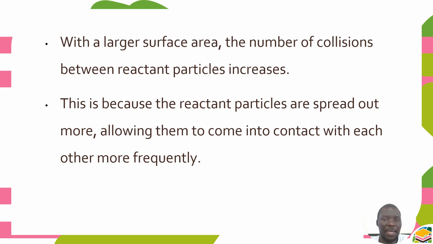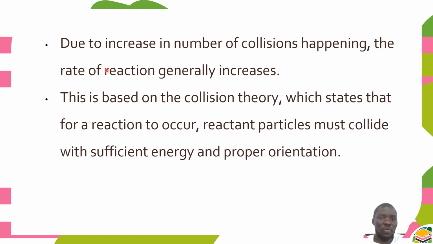With large surface area, the number of collisions between reactant particles increases. As we break the solid particles, we are going to have many solid particles now, and there will be more particles colliding and reacting with the reacting reagent. This increases the number of collisions. This is because the reacting particles are spread out more, allowing them to come in contact with each other more frequently. Due to the increase in the number of collisions happening, the rate of chemical reaction generally increases.